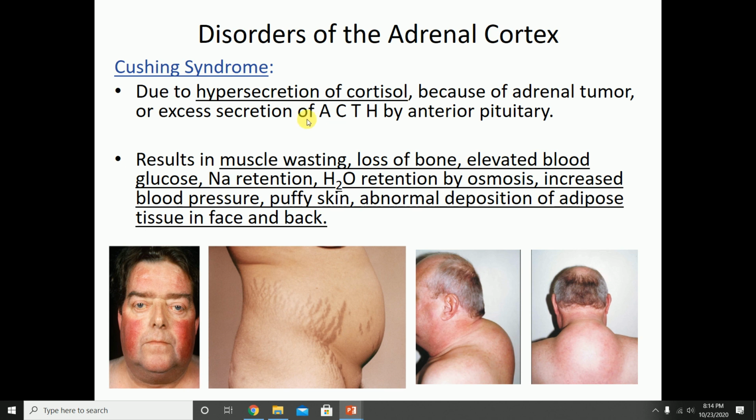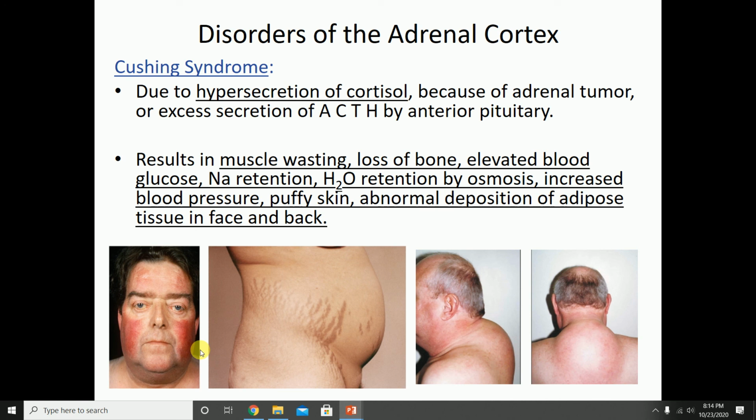The result is muscle wasting, loss of bone leading to osteoporosis. There's also elevated blood glucose levels that can eventually lead to diabetes. Too much sodium retention and water retention, and that can lead to hypertension. Puffy skin, and then the redistribution of the adipose tissue.